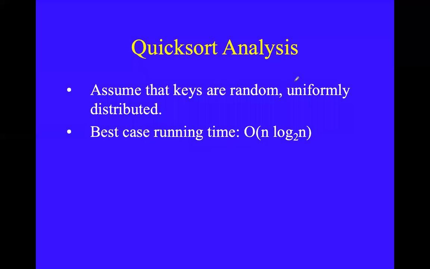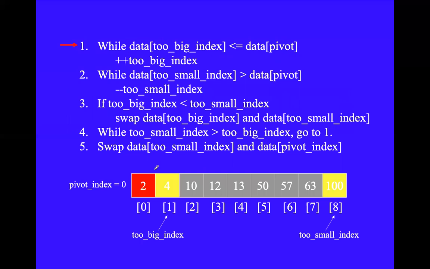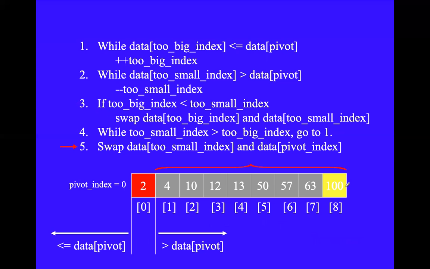So assume that keys are random, uniformly distributed. The best case is n log n. So what will be the worst case? Here assume that the first element is chosen as a pivot. Every time if you are doing this, the list is divided with the first element as a pivot and the rest all in the other part. Only one element we are taking, and the list is dividing like this: one element and the rest of the elements. Again, this is the pivot and these are the elements.